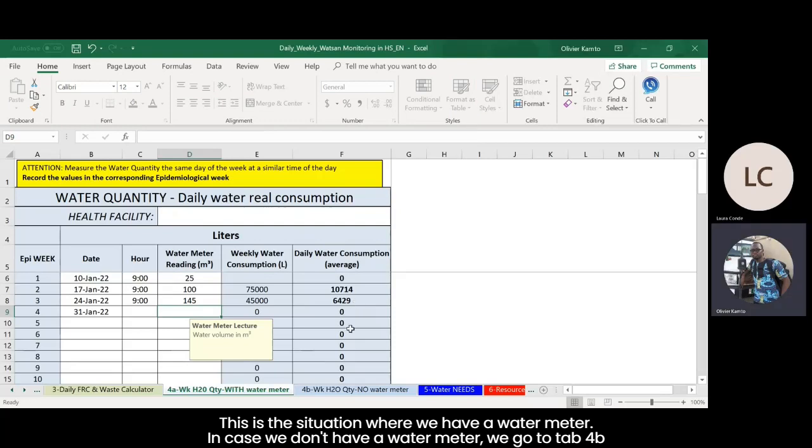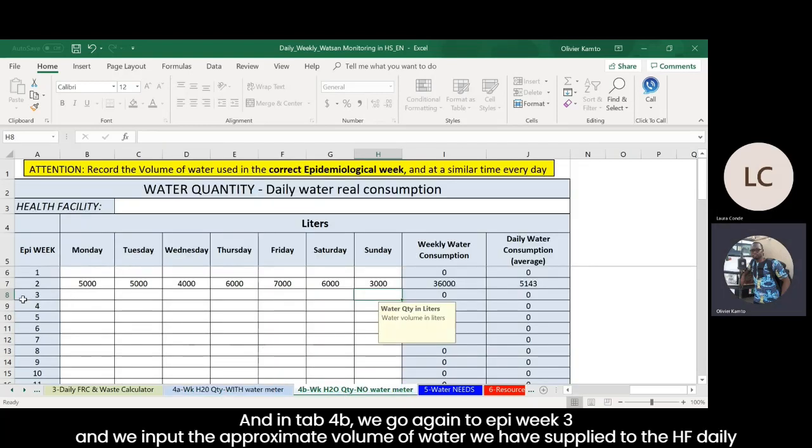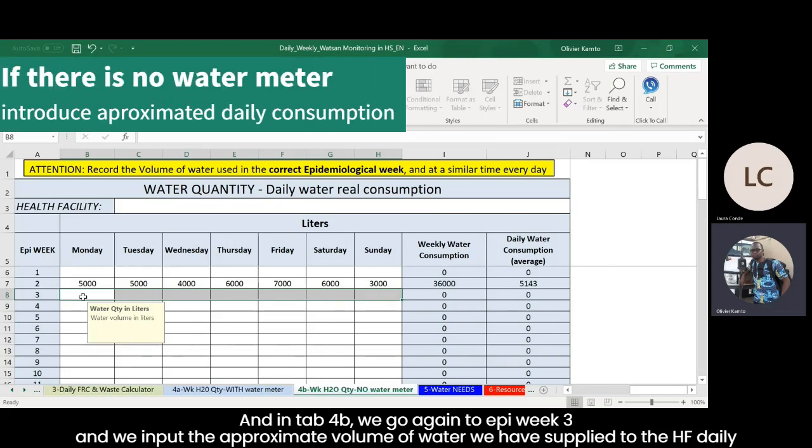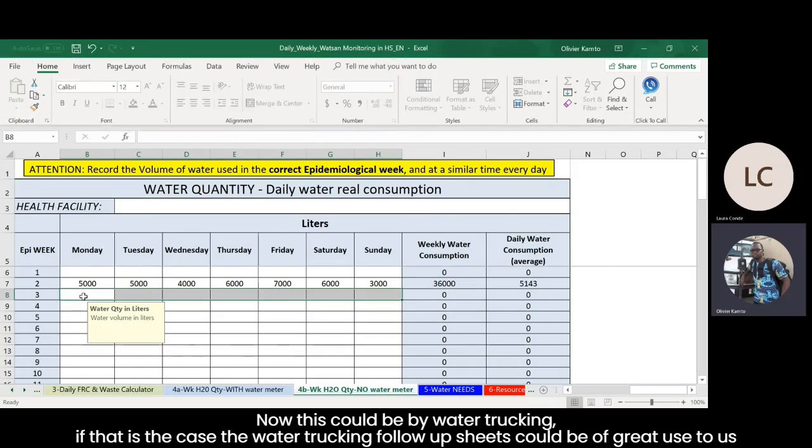In case we do not have a water meter, we go to tab 4B, and in tab 4B, we go yet again to epidemiological week 3 because that is what is important for us. But in this situation, what we would do is input the approximate volume of water we have supplied to the health facility. Now it could be by water trucking. If that is the case, it's good. The water trucking follow-up sheet could be of great use to us.